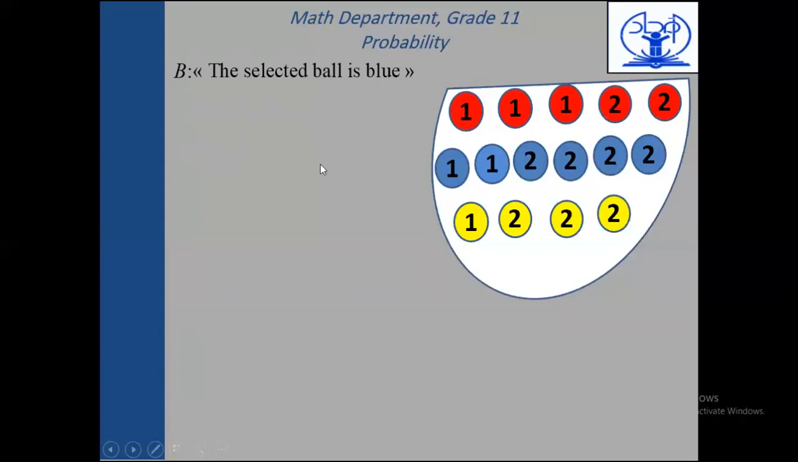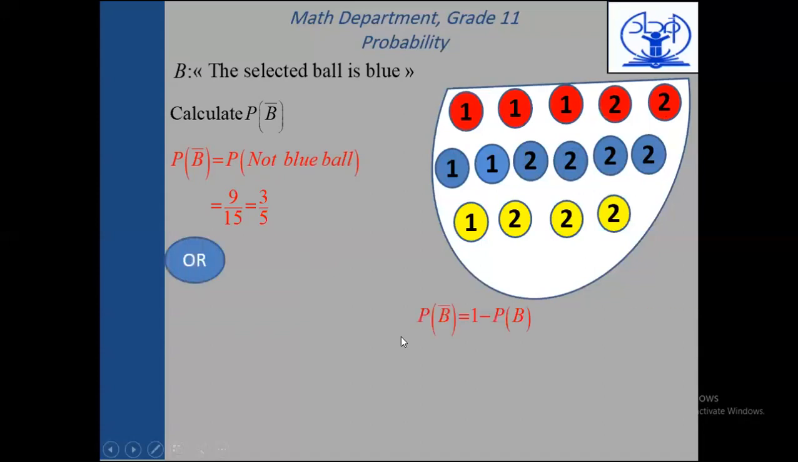Now, B is the event the selected ball is blue. Calculate the probability of B bar, which means the ball is not blue. The ball is not blue means it can be red or yellow. Simply, you can count and you can find the blue are 5. The yellow balls are 4, so you have 9 such balls. There is another method here. You can count the blue balls, and B bar will be nothing but 1 minus probability of B. So B bar is the complementary event of B. So you can calculate the probability of B, then you can do 1 minus that. It's up to you. In this case, both are easy actually.